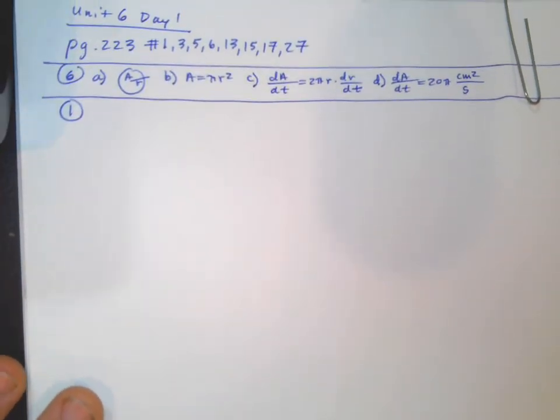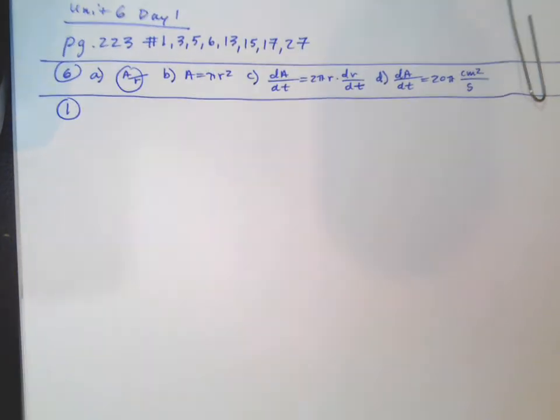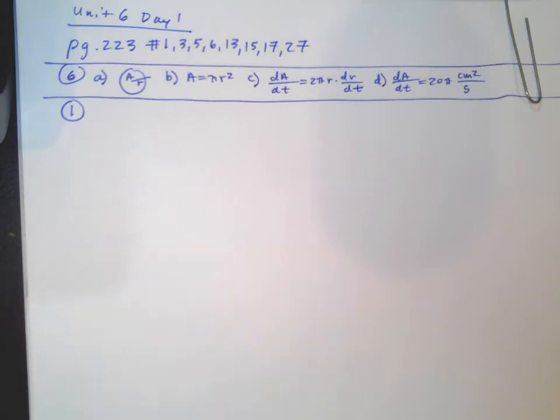AP Calculus AB, Unit 6, Day 1, Office Hours. Most of the problems are odd, so you should check those in the back of your book. Here's the one even problem.